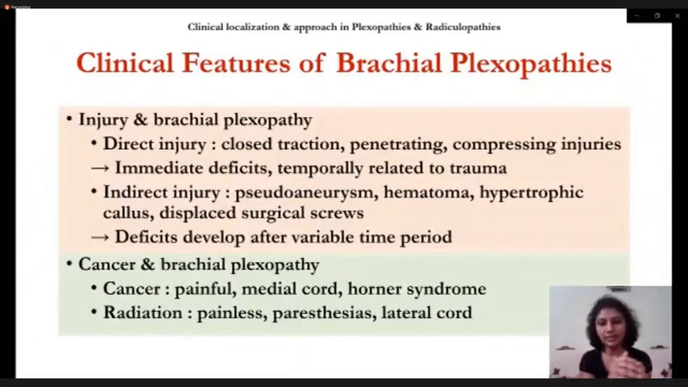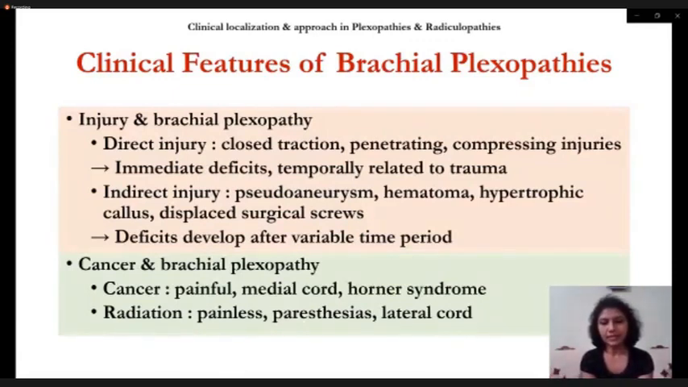In the case of traumatic plexopathies, either accidental or iatrogenic following some surgical procedures, the injuries may affect the plexus directly, in which case the deficits occur immediately and are temporally related to the event, or they may affect the plexus indirectly by forming pseudoaneurysms or hematomas, in which case the deficits do not occur acutely, and they may be noticed after a variable period following a trauma or injury.